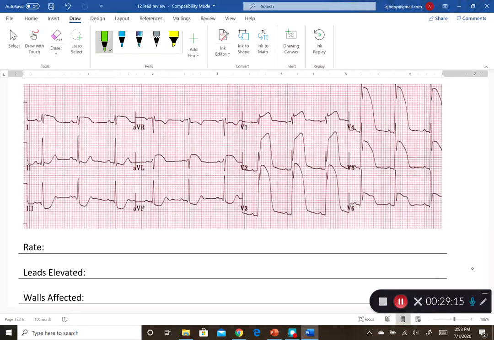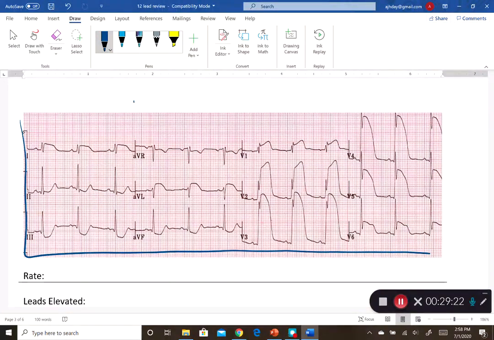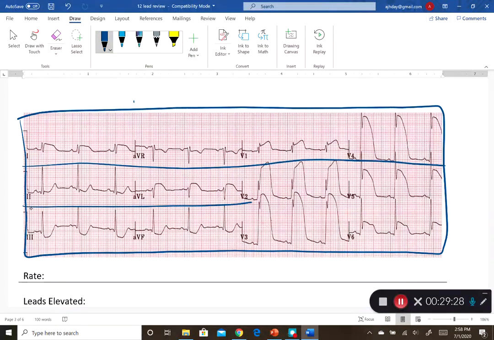All right, going on to the next one. Let's go ahead and make our chart. I definitely see some elevation going on in here. This is a very, very sick patient. We're just going to draw through those.